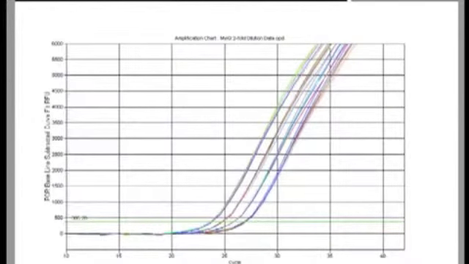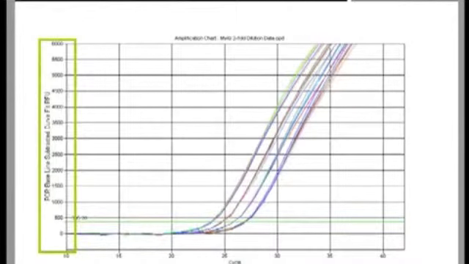In conventional PCR, the amplicon is detected by endpoint analysis. In real-time PCR, the accumulation of the amplicon is detected and measured as the reaction progresses, that is, in real time. This amplification plot shows the fluorescence from the amplification reaction, which is proportional to the amount of amplified product on the y-axis. The PCR cycle number is shown on the x-axis.